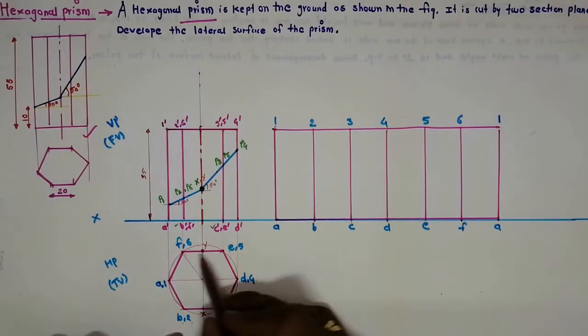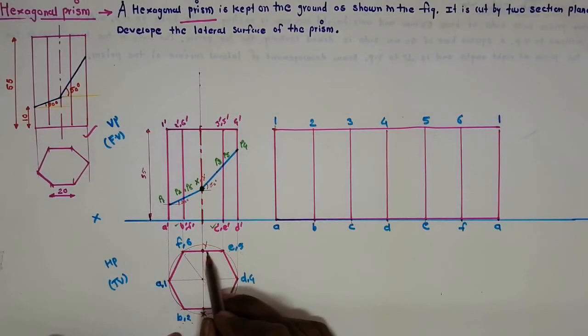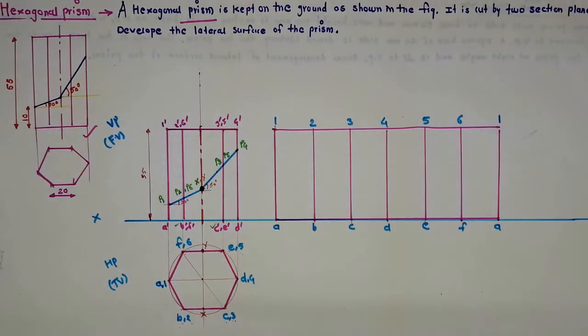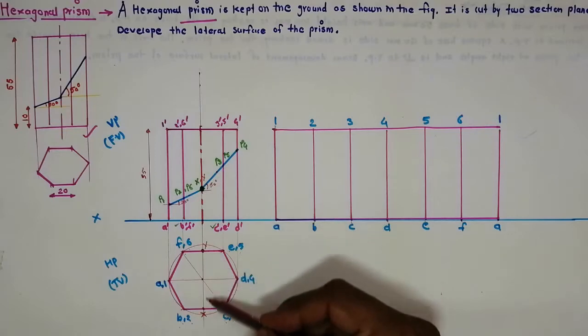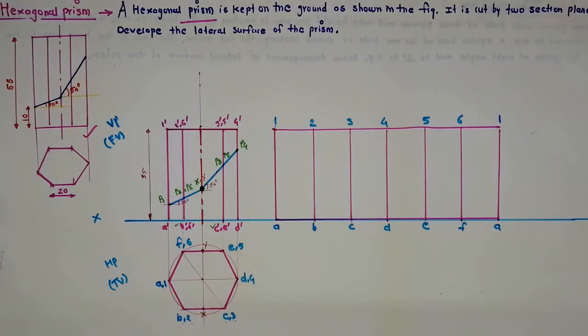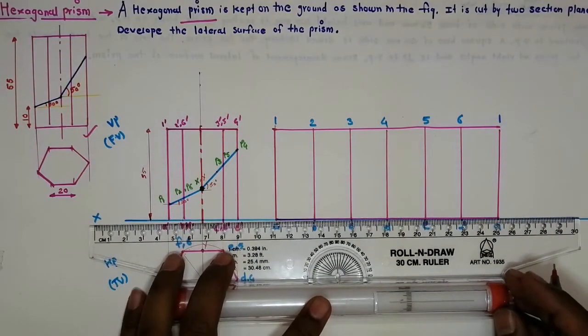Why 2 points? Because it is intersecting two edges. One edge is here and another edge is here. So I have marked the intersection of BC as X and EF as Y. We can get the number of intersections for the axis by transferring that in the top view. We will see how to mark this X and Y. First we will transfer the intersections P1 up to P6.